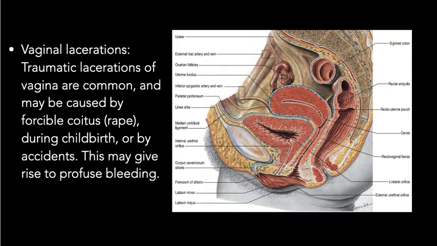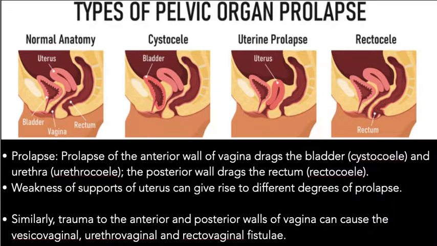The vaginal lacerations, traumatic lacerations of vagina are common, which can be caused by forcible coitus, which is called rape, or during childbirth or during accidents, giving rise to massive bleeding.